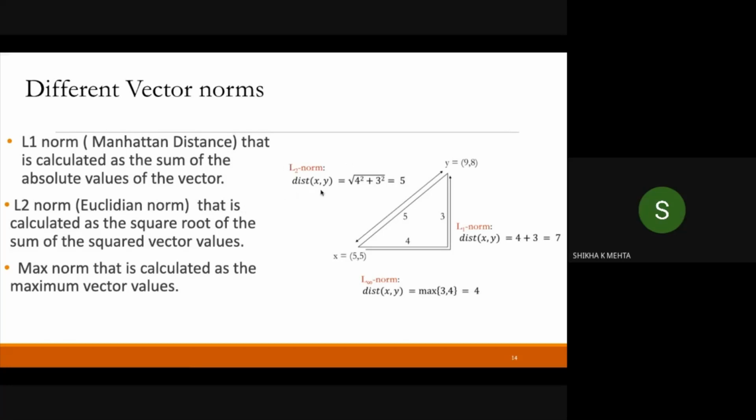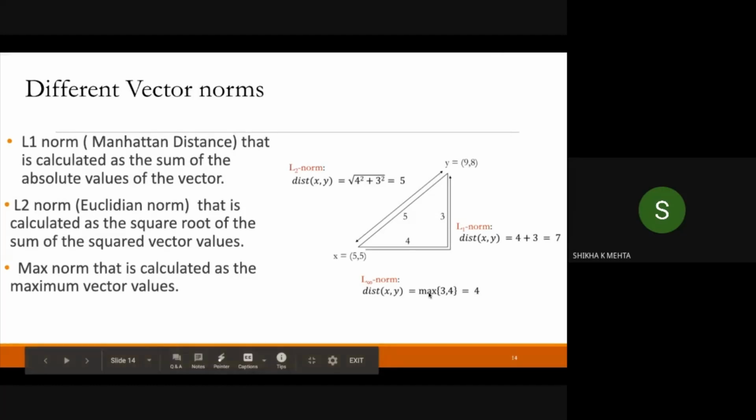The distance between x and y is equal to the square root of 4 square plus 3 square, which is equal to 5. But when we take the L1 norm, that is the Manhattan distance, it is equal to 4 plus 3, which is 7. So we are trying to find the distance between these two vectors, using the elements of the two vectors. If we want to find the L infinity, that is called the max norm.